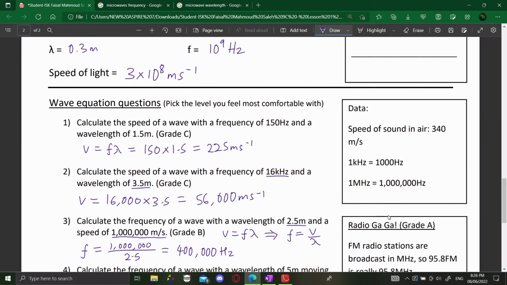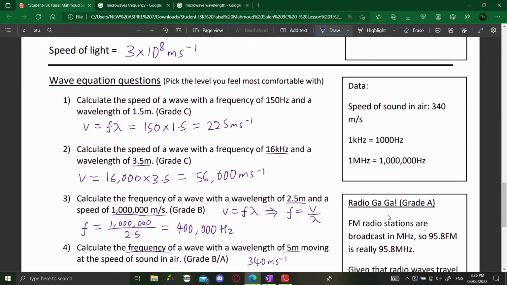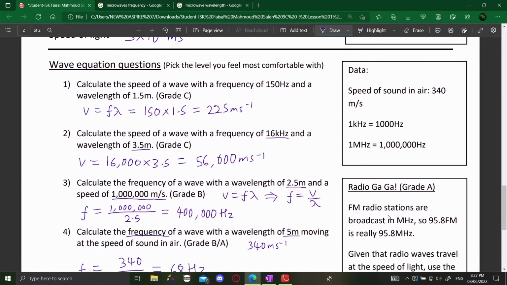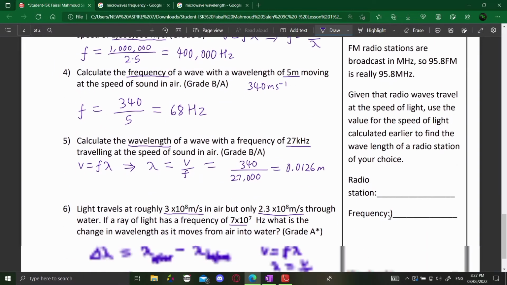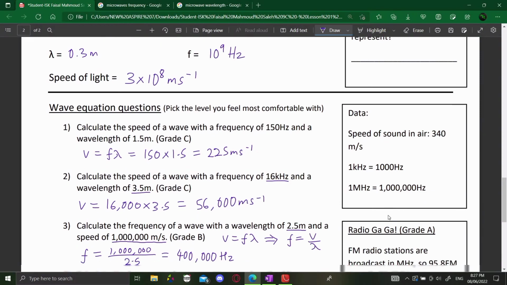Oh, I just noticed they've given us data here for the speed of sound. Oh, they even told you the value of 1 kilohertz. I did not see that. That's useful.